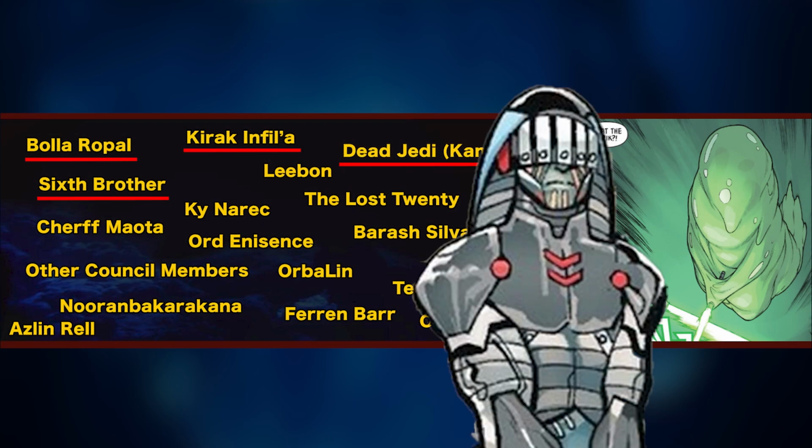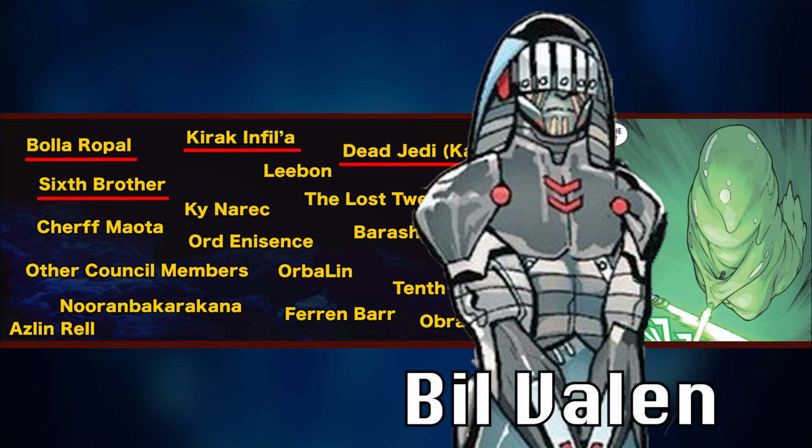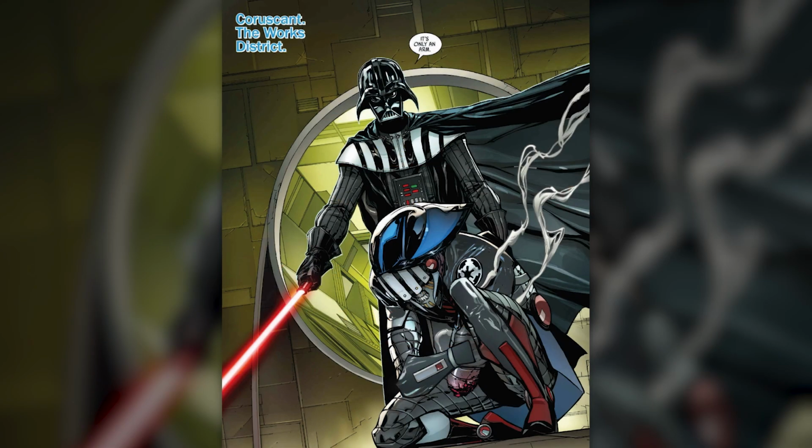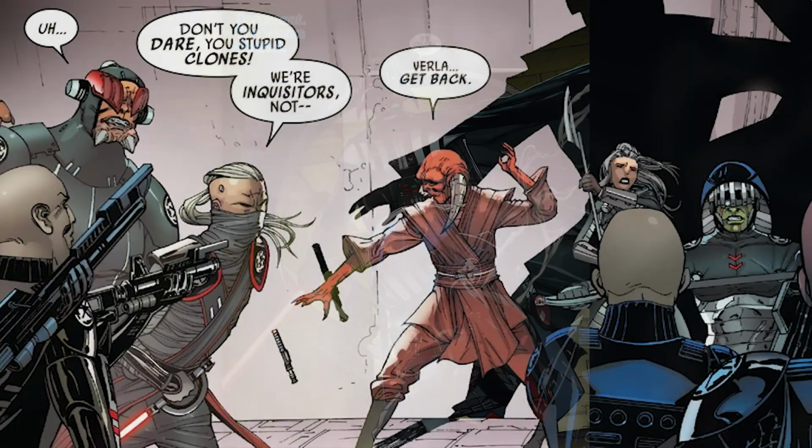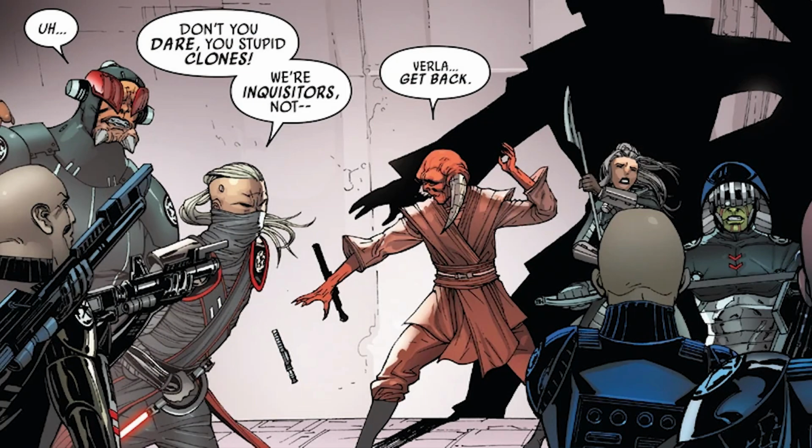After this is the sixth brother, Bill Valen. In a training session, Vader fought him and chopped his lower left arm off to teach him the lesson of loss. At one point he chased after Ferren Barr, who turns the Purge Troopers on the Inquisitors.